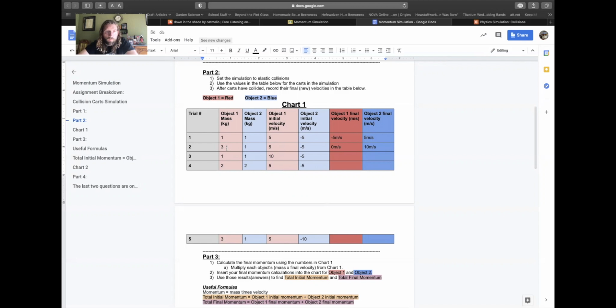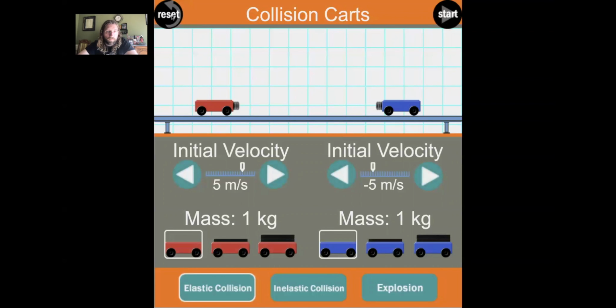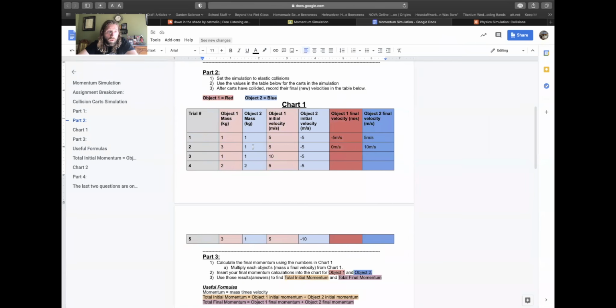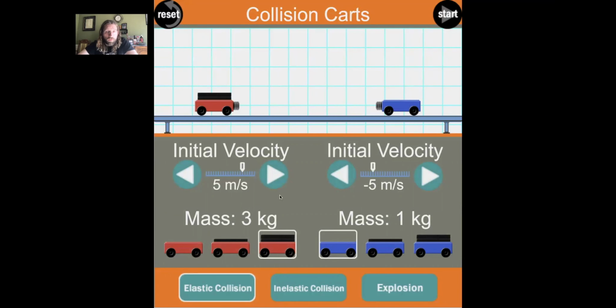Trial 2, I want my mass to be 3 kilograms for the red cart. And I want it to be the same 1 kilogram for the other cart, so it's not going to change for that one. And now we're going to keep the velocities the same, so 5 and -5, just like the last time. So those don't change. All right, let's go ahead and run it and see what happens.